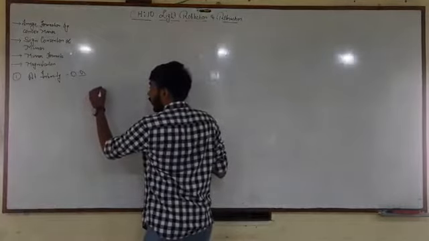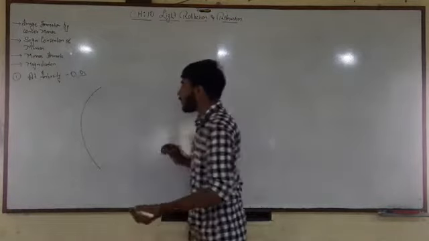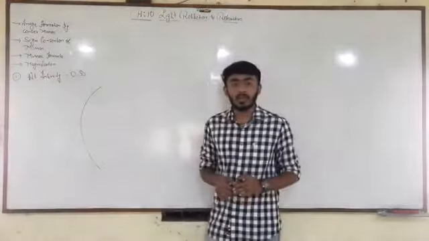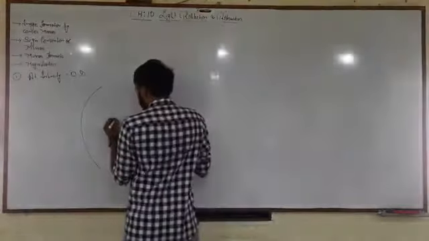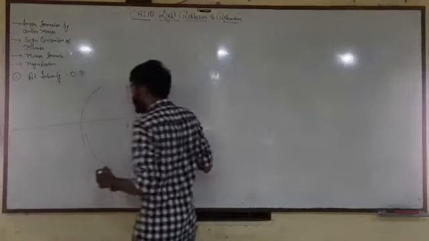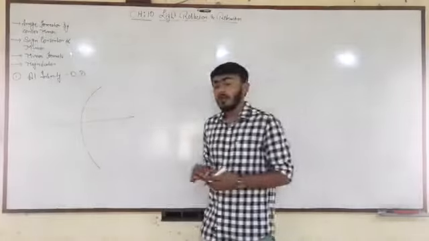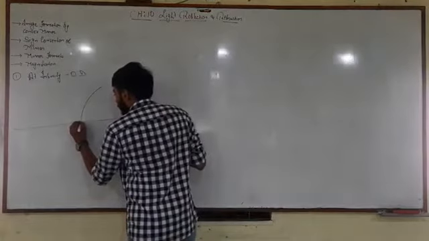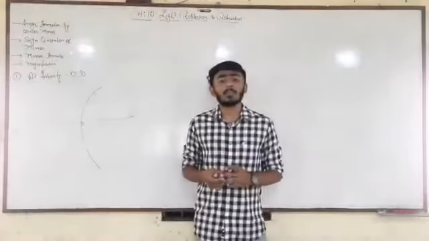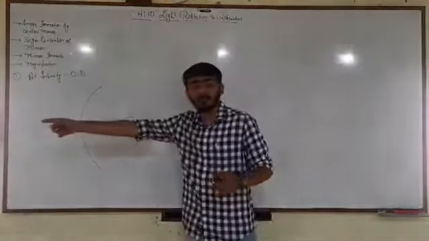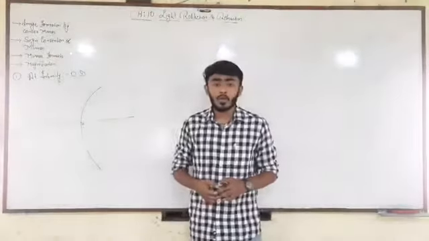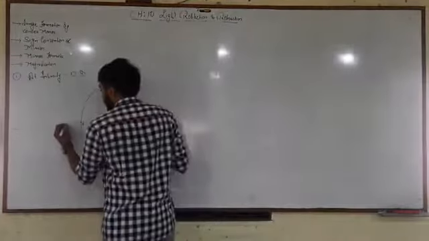First of all, we will draw a convex mirror, that is the outer curved surface. So we have drawn the outer curved surface. Now, as in the concave mirror, we are going to draw a pole. So over here, we are going to draw a pole P. That is the principal axis, this imaginary line passing through, and the center will be said to be the pole.